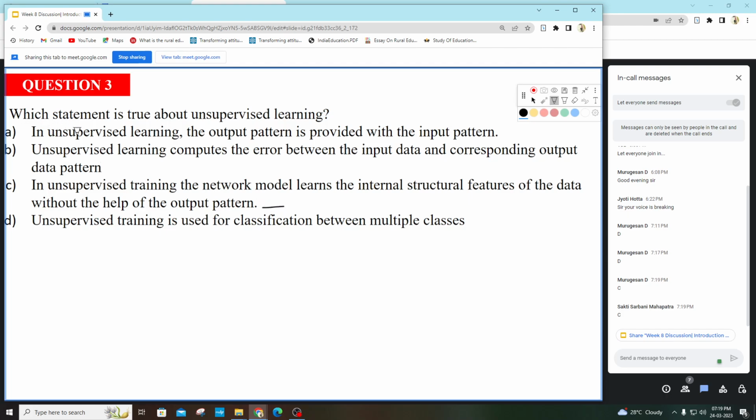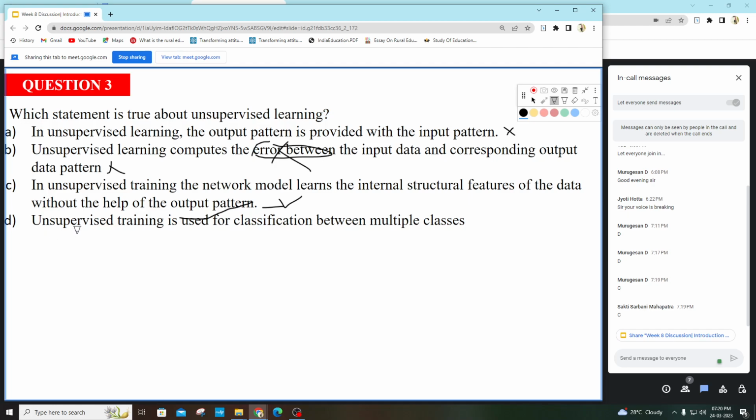So let's check. In unsupervised learning, the output pattern is provided with the input pattern. This is absolutely false, because this is unsupervised learning, so we are not providing any output pattern. B: unsupervised learning computes the error between input data and the corresponding output data pattern. You can see that again we are not supplying any output data, so error will not be calculated, right? So this is also false. Now, in unsupervised training, the network model learns the internal features of data without the help of output pattern. We are not supplying any output pattern; it is learning from the internal structural features of data. So this is a true statement.